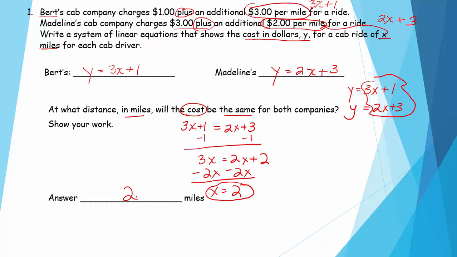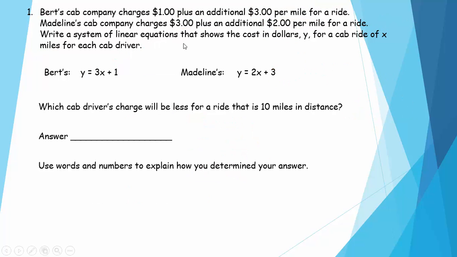So that's the first part. At what distance in miles will the cost be the same? Well, at 2 miles, the cost will be the same. And we can check that up here. 3 times 2 plus 1. 3 times 2 is 6 plus 1. That would cost $7 for 2 miles. 2 times 2 plus 3. 2 times 2 is 4 plus 3. That means it's going to cost $7 for 2 miles. Makes sense to me. Let's go to the next part.